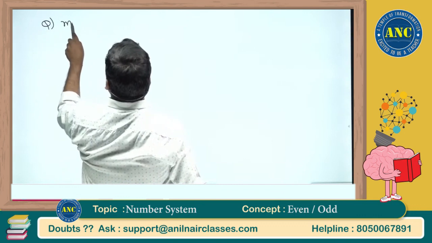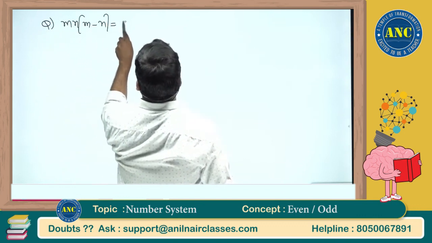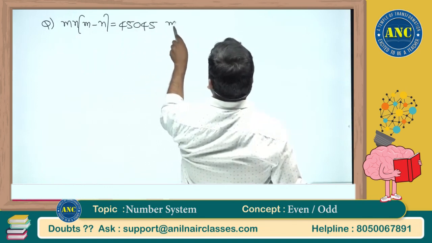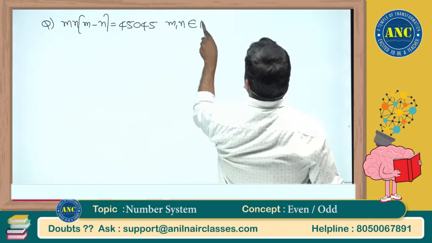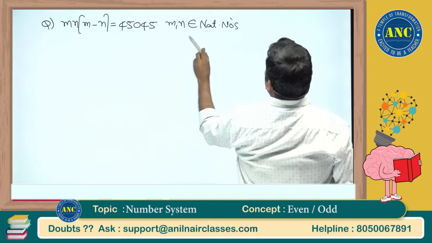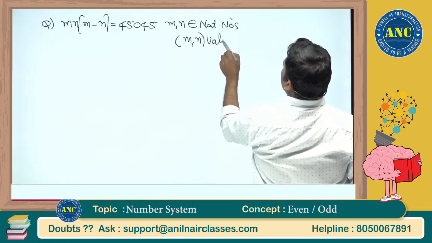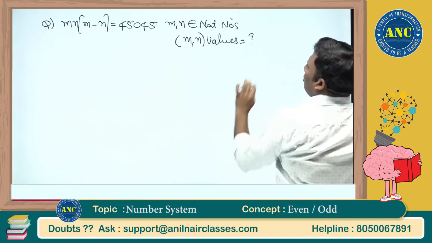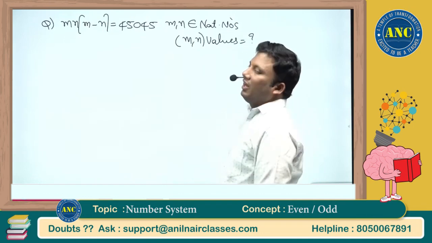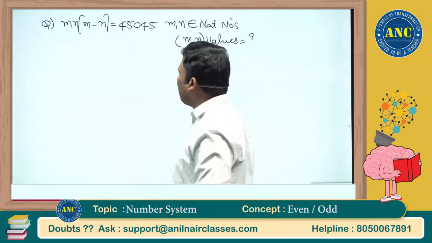Next question. M n into M minus N equivalent to 45045. M, N are natural numbers. How many values will M, N take which satisfy this equation?